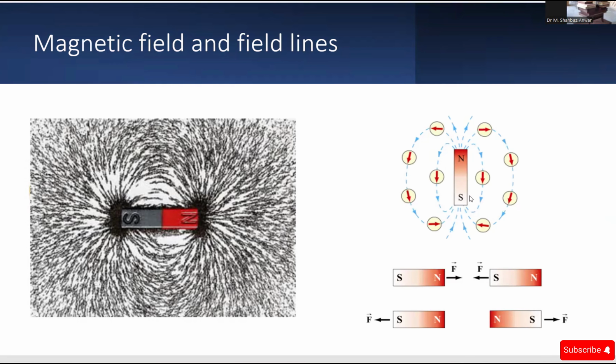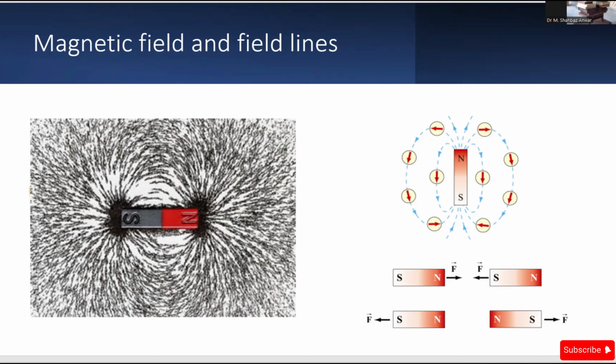We know about bar magnets, that if, for example, we have a bar magnet, it fills the space around it in which you can experience magnetic force. So what we can say is that it is the magnetic field of that bar magnet.